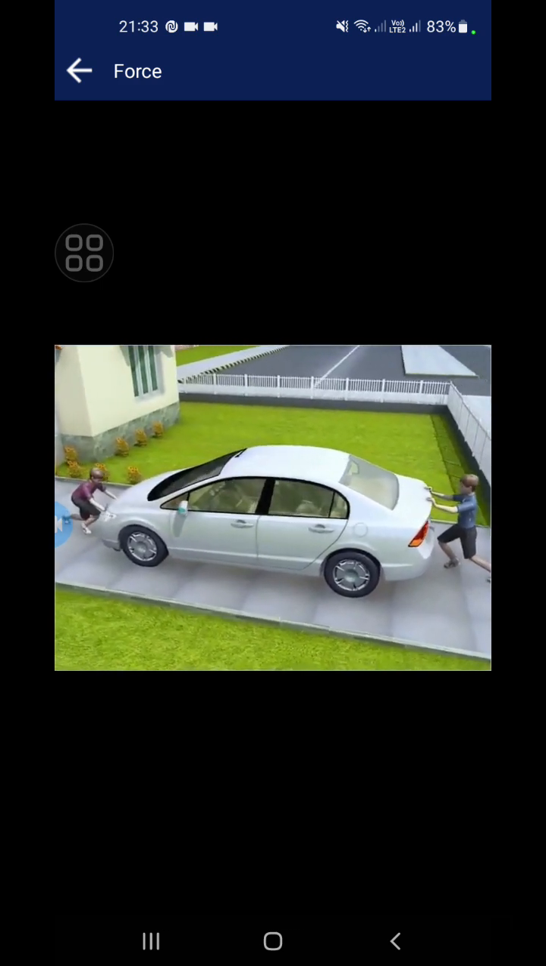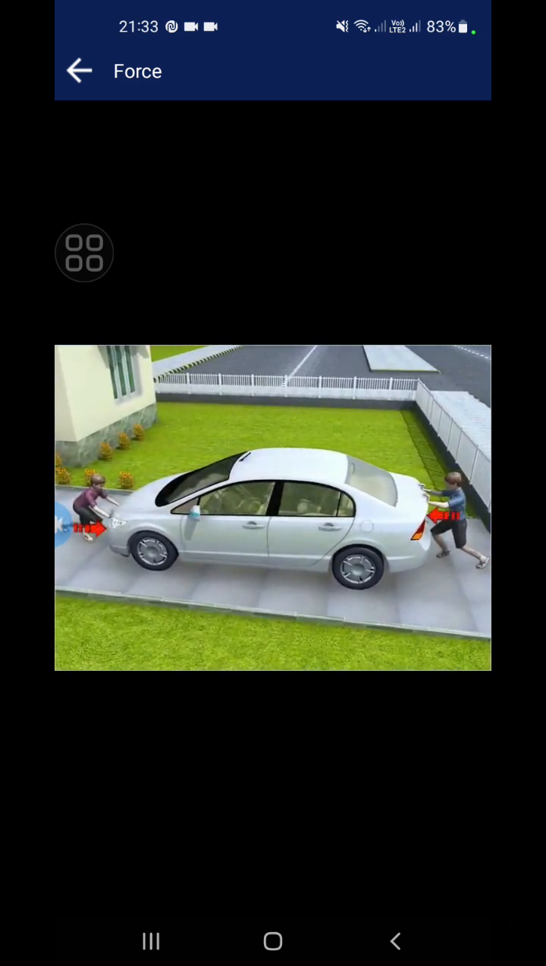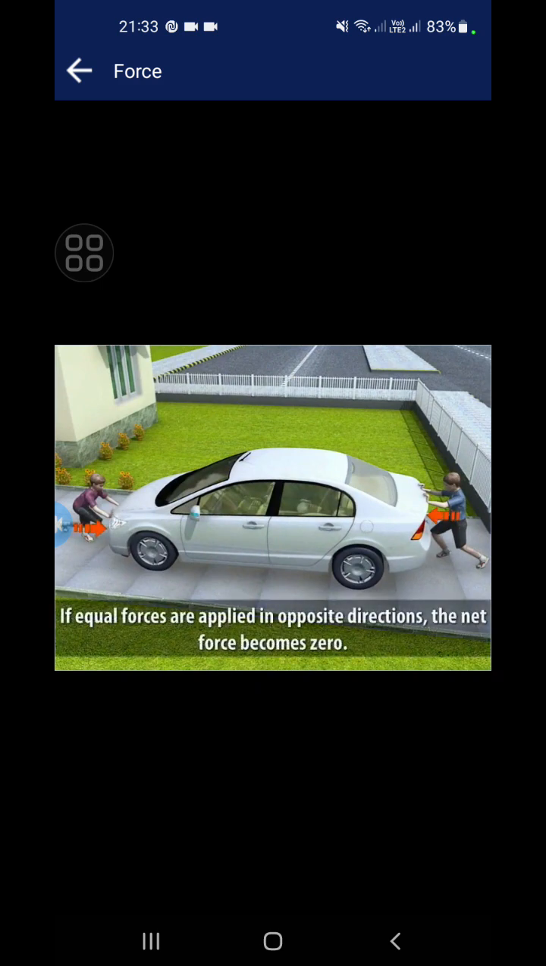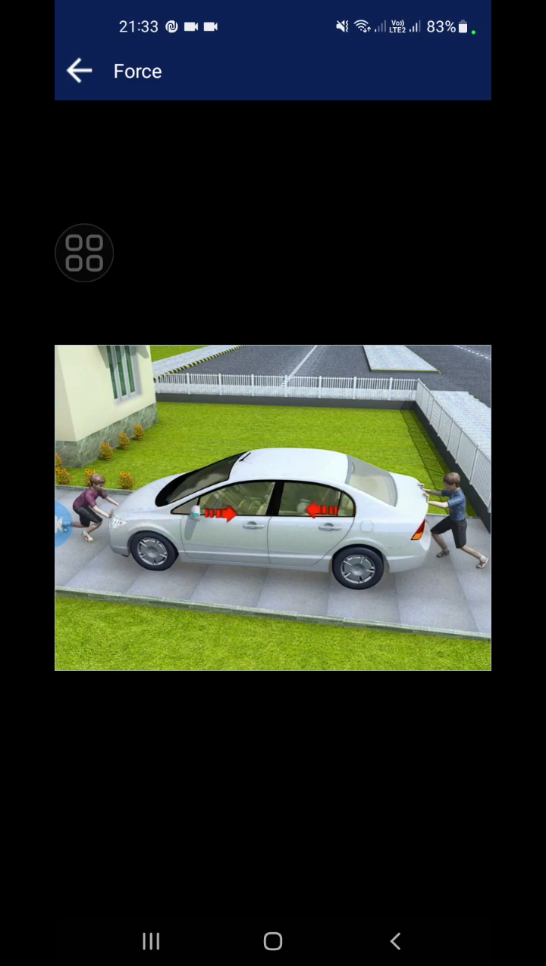This time, you push the car forward, but let your friend push it backward. If both of you apply equal forces in opposite directions, the net force becomes zero, because your friend's force cancels your force. So, the car does not move at all.